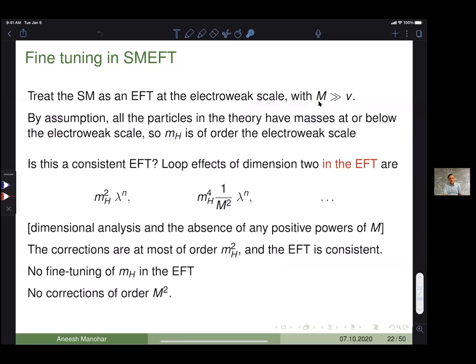So is this consistent? Can we do this consistently in the effective field theory or not? Well, if you start looking at loop effects in the EFT, you will find by dimensional analysis that the corrections to the Higgs mass go like coupling constants to powers times the Higgs mass squared. Or they go like m Higgs to the 4th over big M squared times coupling constants, etc. But you never get powers of M in the numerator, just by the structure of loop diagrams. So if you start with the EFT where the Higgs mass is of order the electroweak scale, there's no inconsistency. All radiative corrections are of order that or smaller. So there's no fine tuning you need to do to hit m Higgs in the EFT to keep it light.